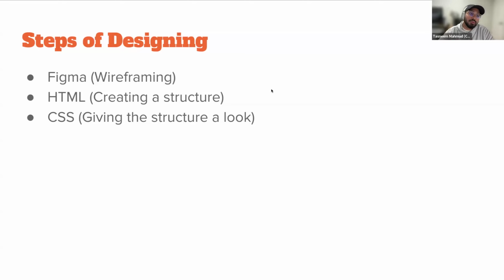Okay, so Figma, a very important part of designing. Then we move on to the main designing part, which is HTML, creating a structure for the website itself. And once the structure is made with HTML, we can go on to CSS to give it a look or make it look the way we wanted in the Figma design.